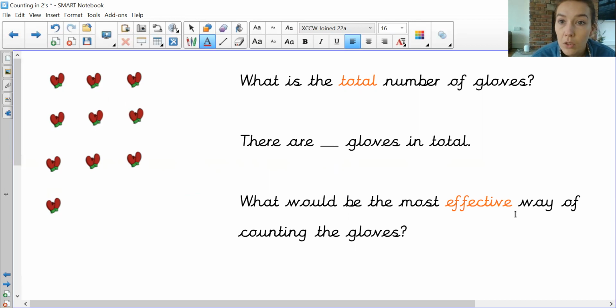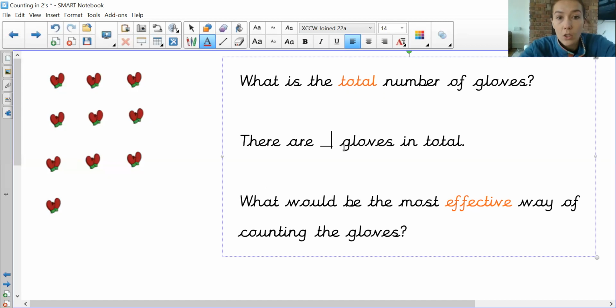So what's the total number of gloves? So literally just counting in 2's, because we know that there's 2 in each set. So 2, 4, 6, 8, 10, 12, 14, 16, 18, 20. So there are 20 gloves in total. Just put in bold and underline it.